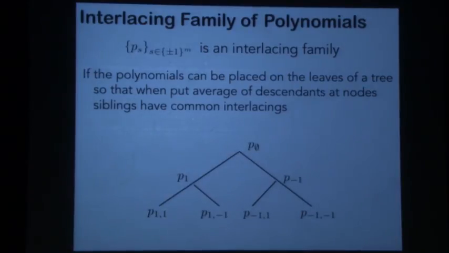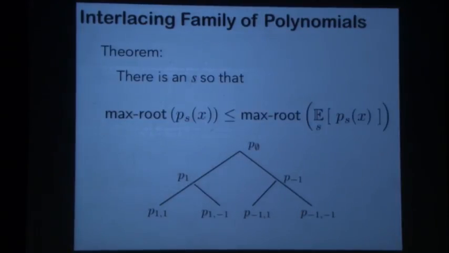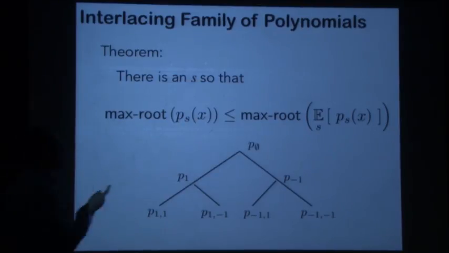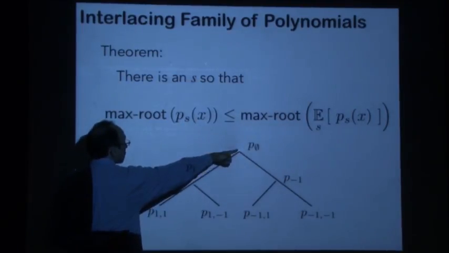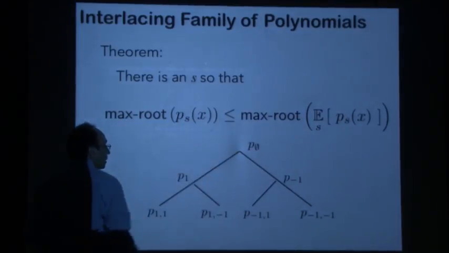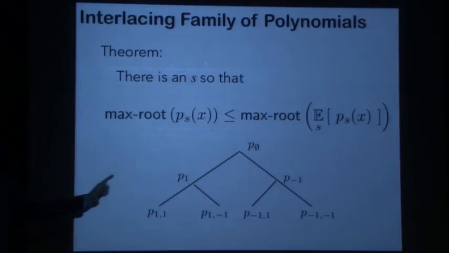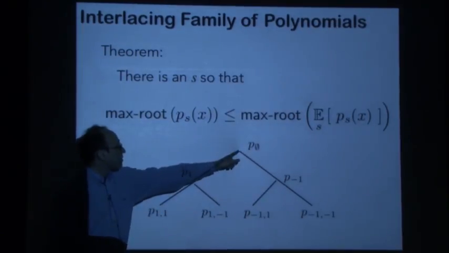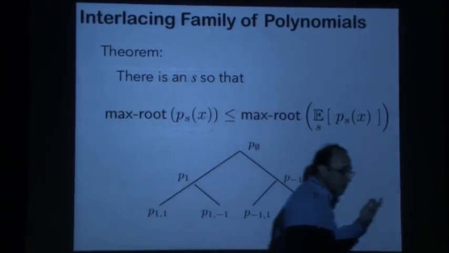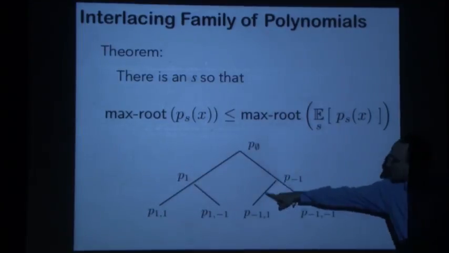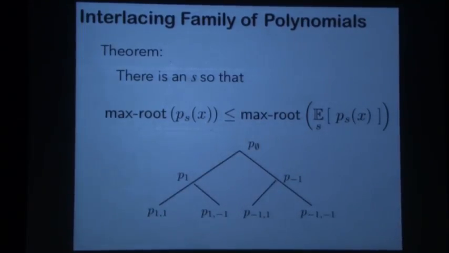And the key property is that there is always a leaf whose largest zero is at most the largest zero of the polynomial at the top of the tree. And that's just by common interlacing, because you'll recall that these two have a common interlacing, and this is their average. So one of them has its largest root smaller than the largest root of this. And then you just walk down the tree, inductively applying this argument.